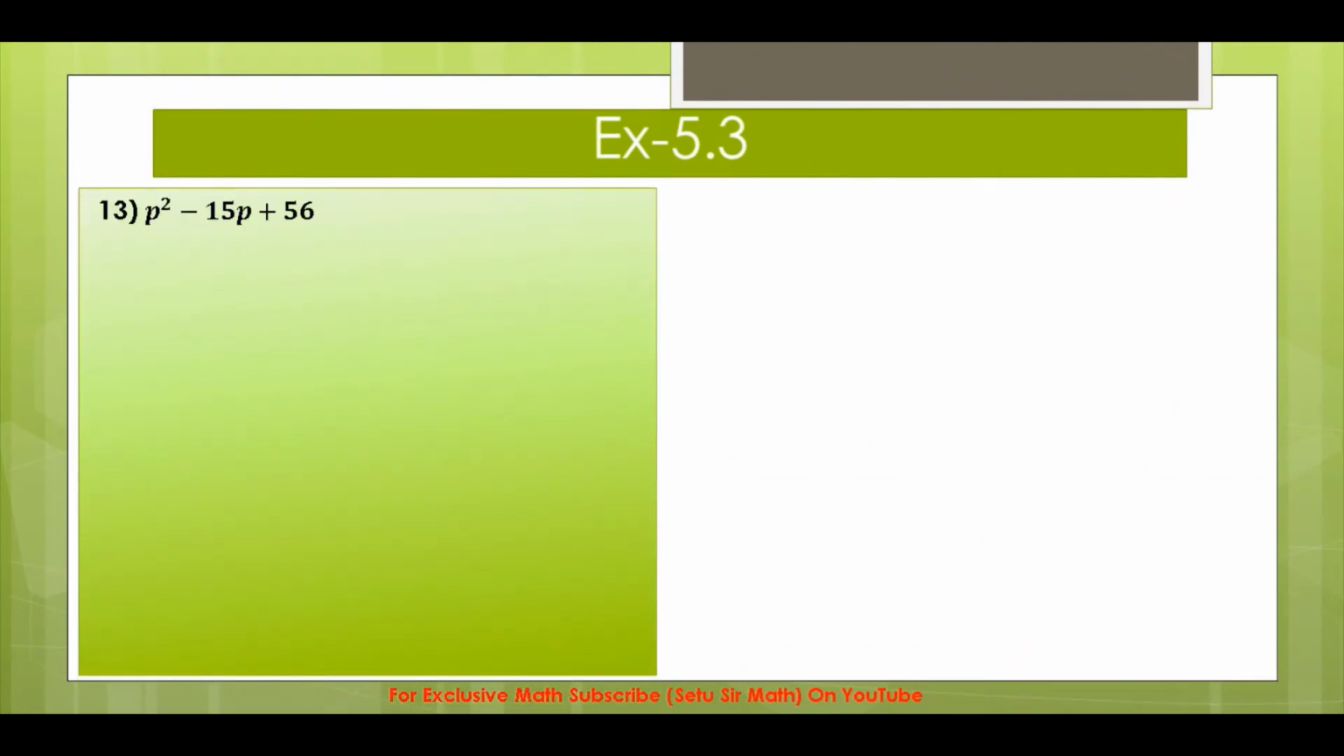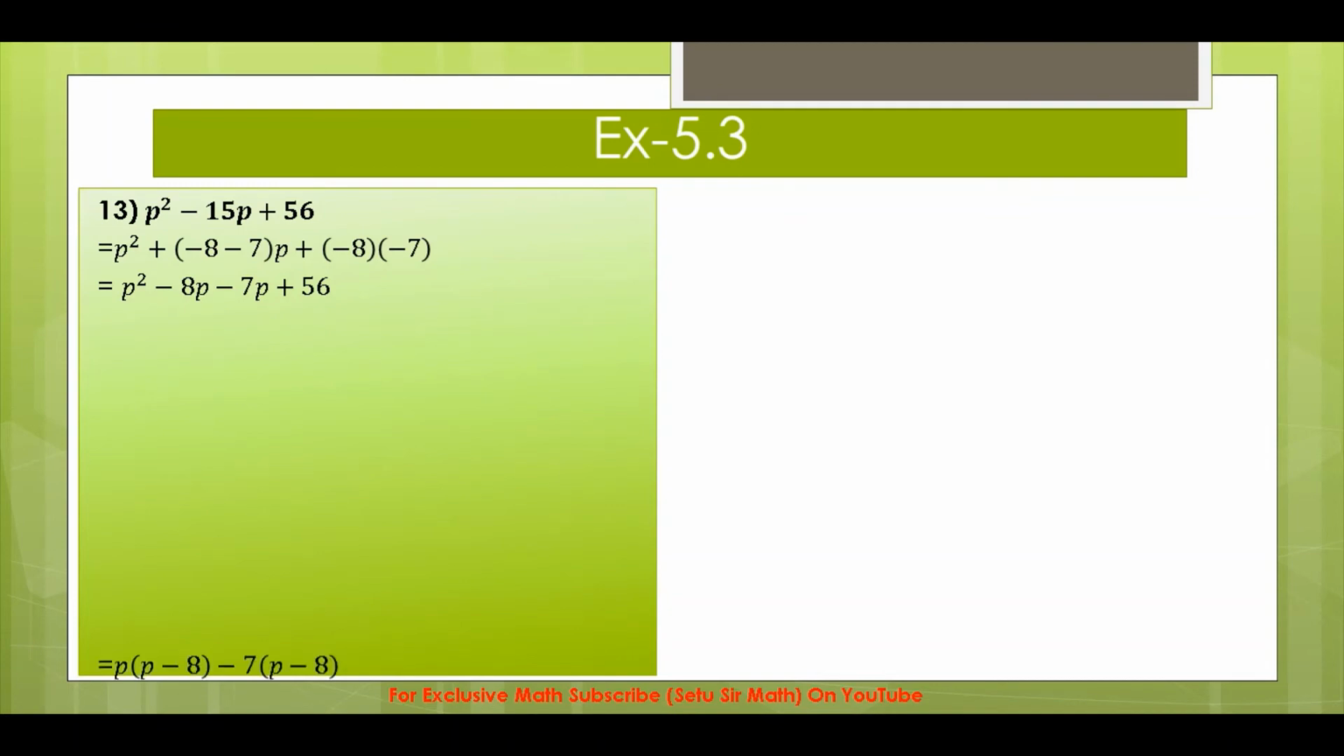So number 13, p square minus 15p plus 56, and we will do the same thing. You can see 7 8s are 56, minus minus that would be plus, and 8 plus 7 is 15. So p square minus 8p minus 7p plus 7 8s are 56.